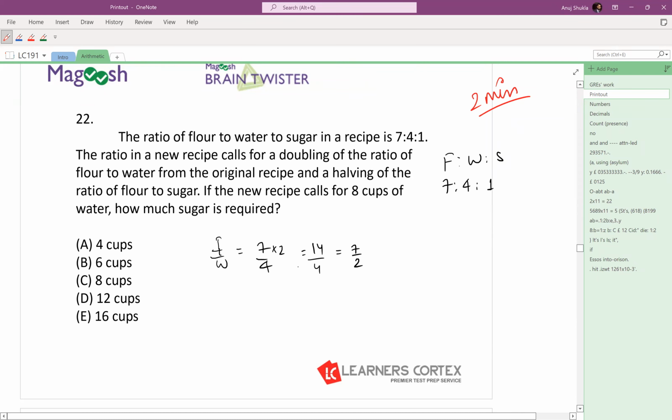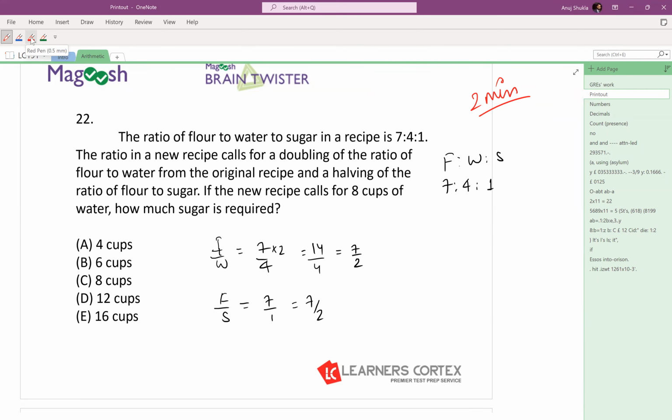Now the ratio of flour to sugar. Previously the ratio of flour to sugar was 7:1. Making it half means dividing by 2, so it will become 7:2. So the new recipe calls for a new ratio: flour to water is 7:2 and flour to sugar is also 7:2.